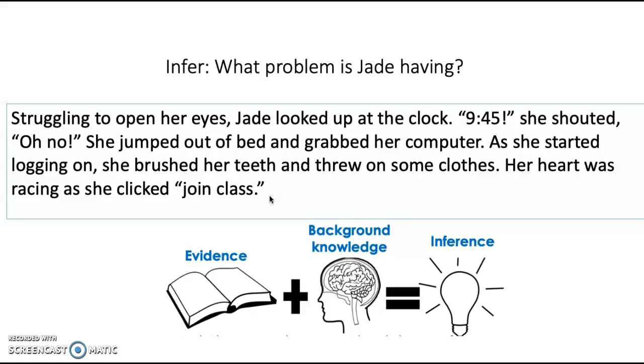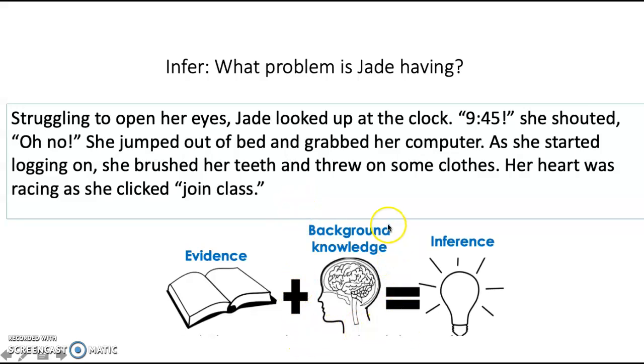Okay, so let's think about what evidence we have about the problem Jade is having. So we know it's a problem that she wakes up and it's 9:45, right? She says 9:45, oh no, that's evidence that she's having a problem. There's also evidence, right, that her heart was racing as she clicked join class. So her heart's racing, that usually tells us we're feeling nervous or overexcited.